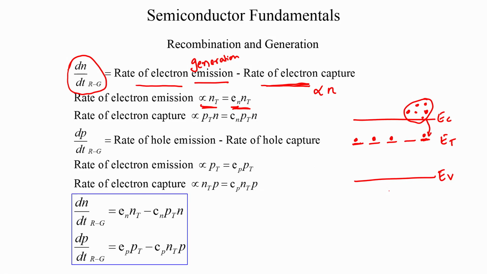of electron capture. Therefore, the rate of electron capture is proportional to n and it is also proportional to the concentration of empty states, so it is proportional to Pt into n, where Pt is the concentration of empty states, or the number of empty states per unit volume located at ET. So, the rate of electron capture can be defined to be equal to Cn Pt n, where this term Cn is a proportionality constant which relates to capture of electrons. Okay, so we have defined two constants of proportionality, En and Cn.